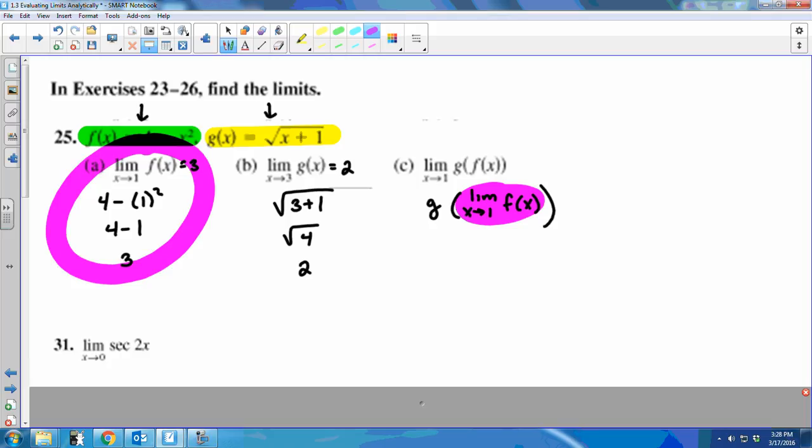That's what this is. So I know I've got g of 3, right? Well, g of 3 just means we need to put 3 in for x in g of x. So we have the square root of 3 plus 1, which we just did, get the square root of 4, and we get 2 again. So for composite functions, you're just going to rewrite them so you have the limit of what's on the inside of the parentheses, and then just use function notation to substitute into the other function. Okay?